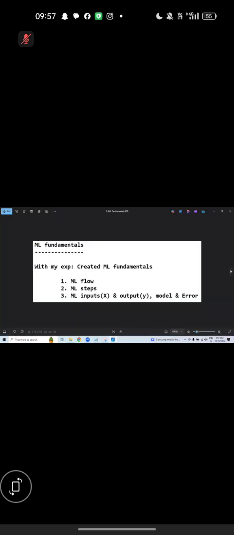First I will ask ML flow. Next I will ask ML steps. Next I will ask you to explain about input and output, model accuracy, what you know. Now model error. Model and error. Good. First the flow we have to prepare. No need to talk now.